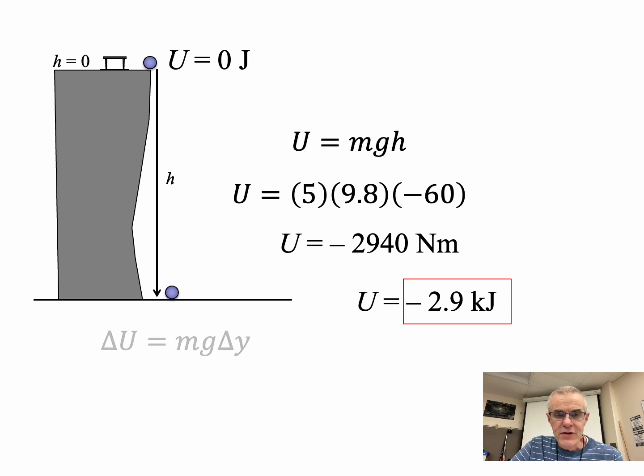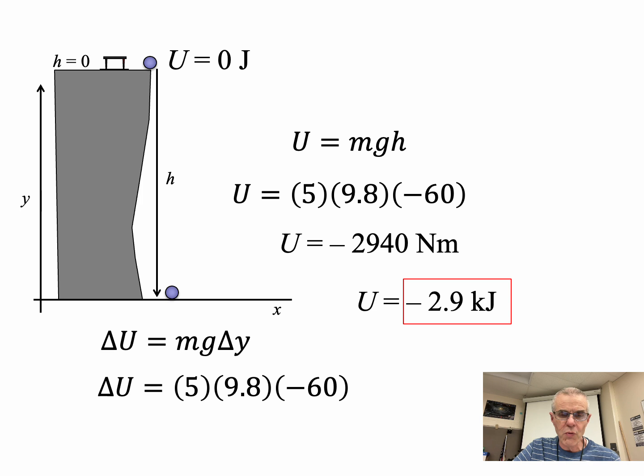As I mentioned in the previous slide, some folks like to think of this as delta U. Delta U equals mg delta y. So look at my diagram. I added an xy coordinate system. If you go from the top of the cliff to the bottom of the cliff, the change in y is negative. You go from a positive y value down to 0. That would make your delta y negative.